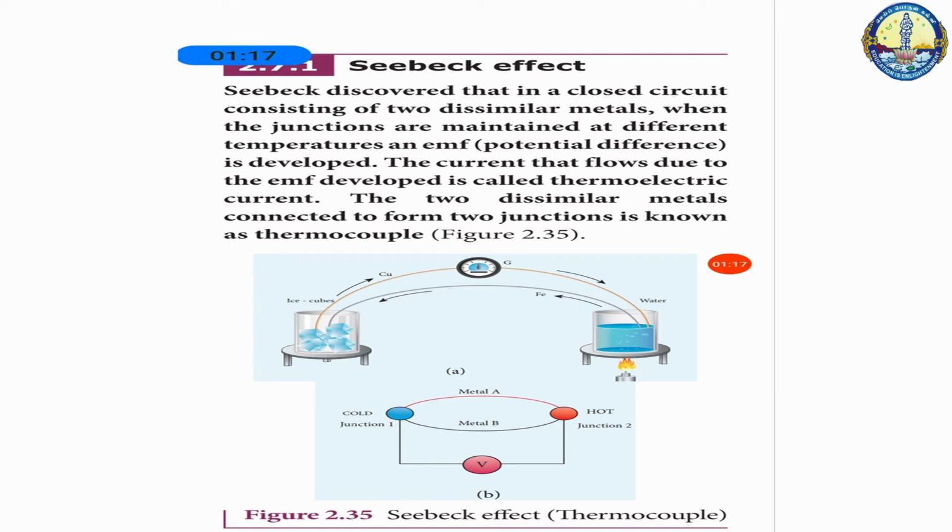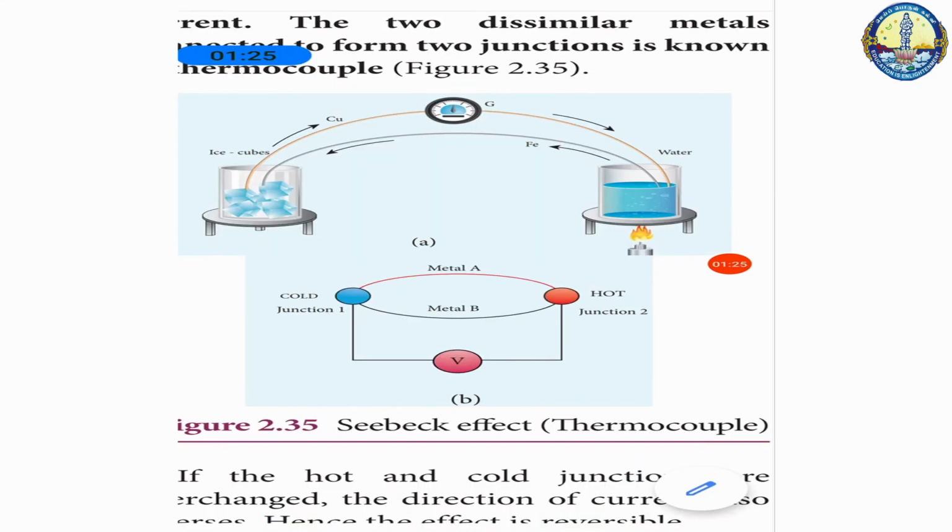The two dissimilar metals are connected to form two junctions as a thermocouple. If the hot and cold junctions are interchanged, the direction of the current also reverses. Hence the effect is reversible. The magnitude of the EMF developed in a thermocouple depends on the nature of the metals forming the couple and the temperature difference between the junctions.